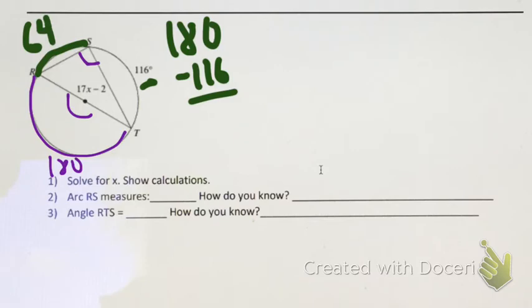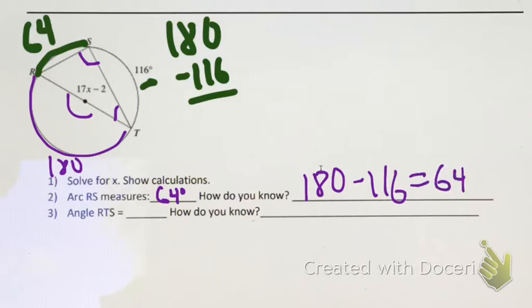So that arc is 64. That means the angle on the inside here is 32. So let's see if I can answer any of these questions yet. Arc RS measures 64 degrees. How do I know that? It's 180 minus 116. It's part of a semicircle, which is 180 degrees.